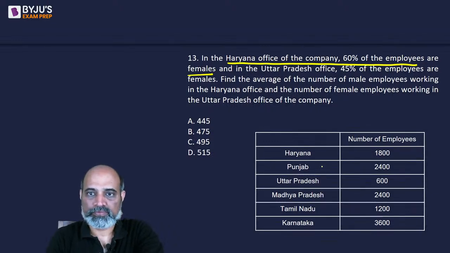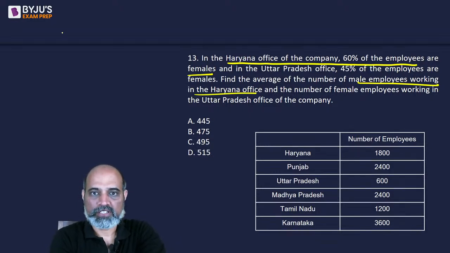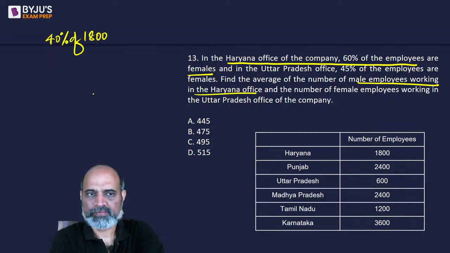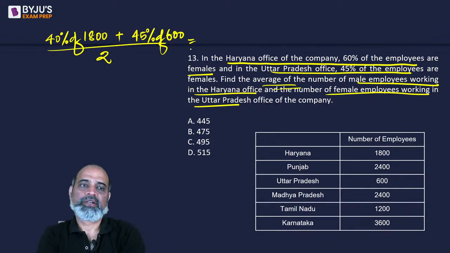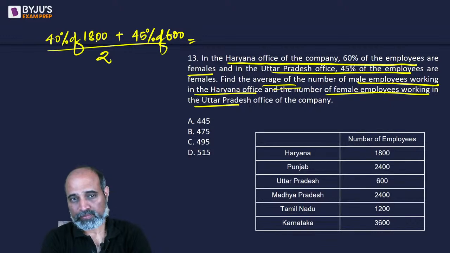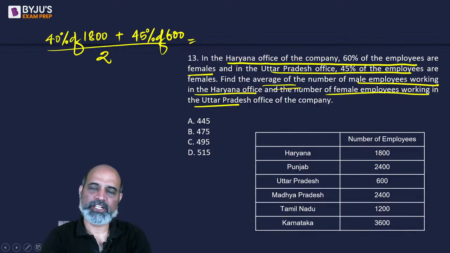So male employees working in Haryana office is going to be 40% of 1,800. And the number of female employees working in UP. In UP, we have got 45% of females. So this is 45% of 600. And we are supposed to take the average. Right? So either you calculate the percentage and then divide it by 2, or you can directly divide it by 2.